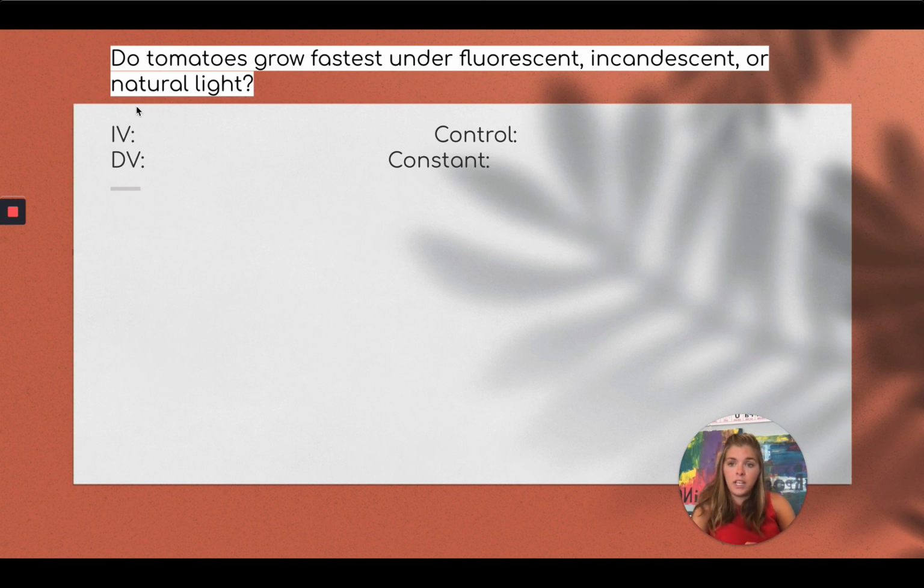The control would be our normal light, because normal light is what plants normally receive. And the constant could be the type of plant. So what strain of tomatoes? Are they cherry tomatoes? Are they Roma tomatoes? Those are the only types of tomatoes I know, but I bet there's more. What kind of soil are we planting them in? How big is the pot? How many seeds are we planting? How much water are we watering them? Are we giving them any fertilizer? If you have questions on independent, dependent, control, and constant, please make sure you reach out.